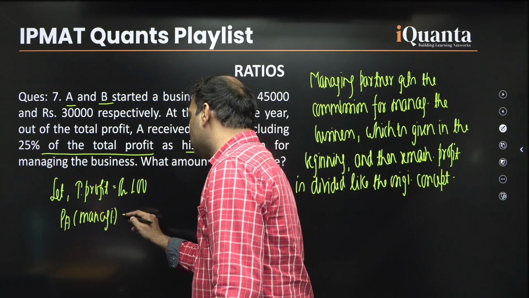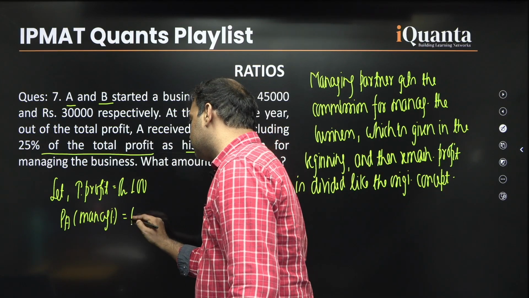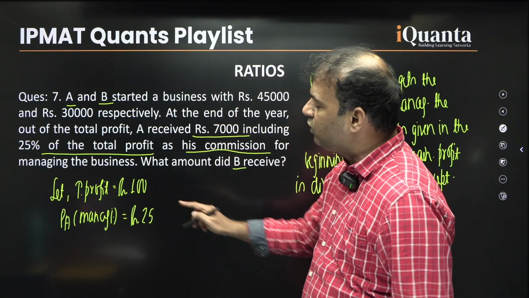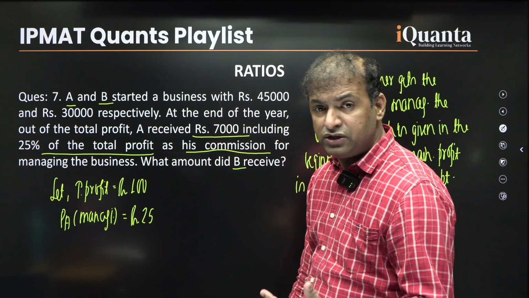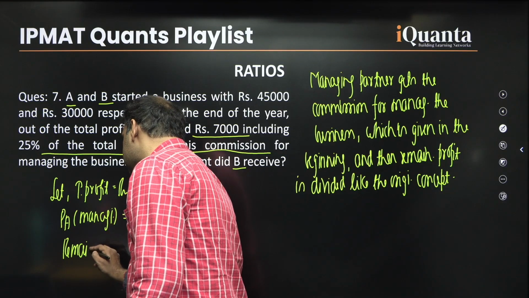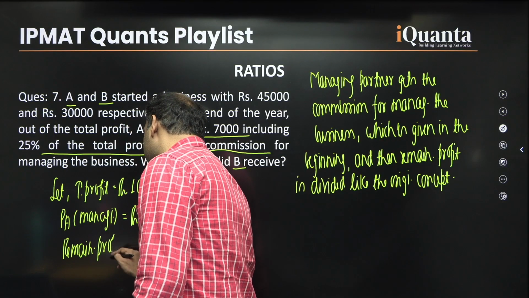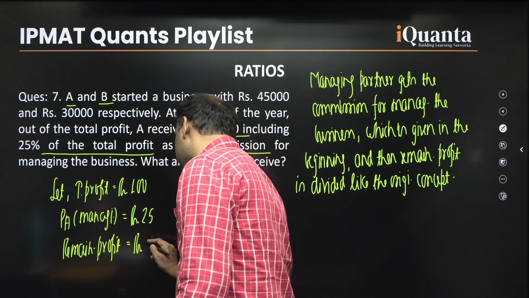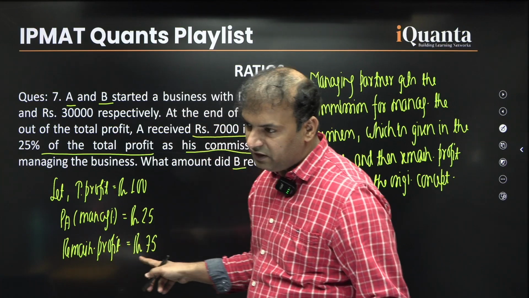तो ये प्रॉफिट कितना होगा? 25% of the total profit, that means 25% of 100, that means 25, right guys. A को मिल गया 25 rupees because of managing the business. Now what about the remaining profit, everybody? The remaining profit, we shall say, is equal to, see the total profit is 100, A को मिल गया 25, so remaining profit should be 75, right. The remaining profit must be 75.